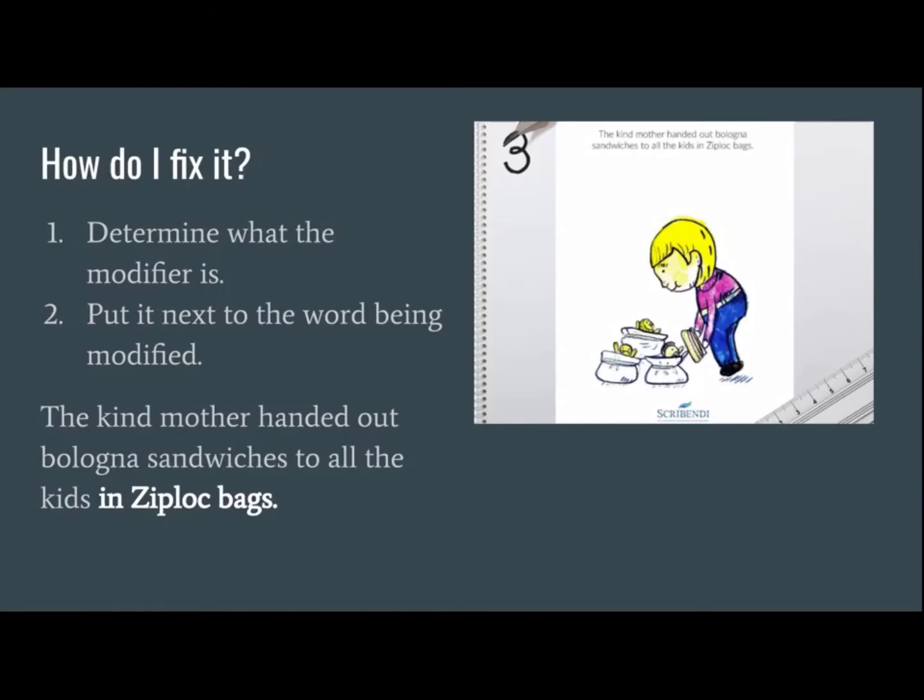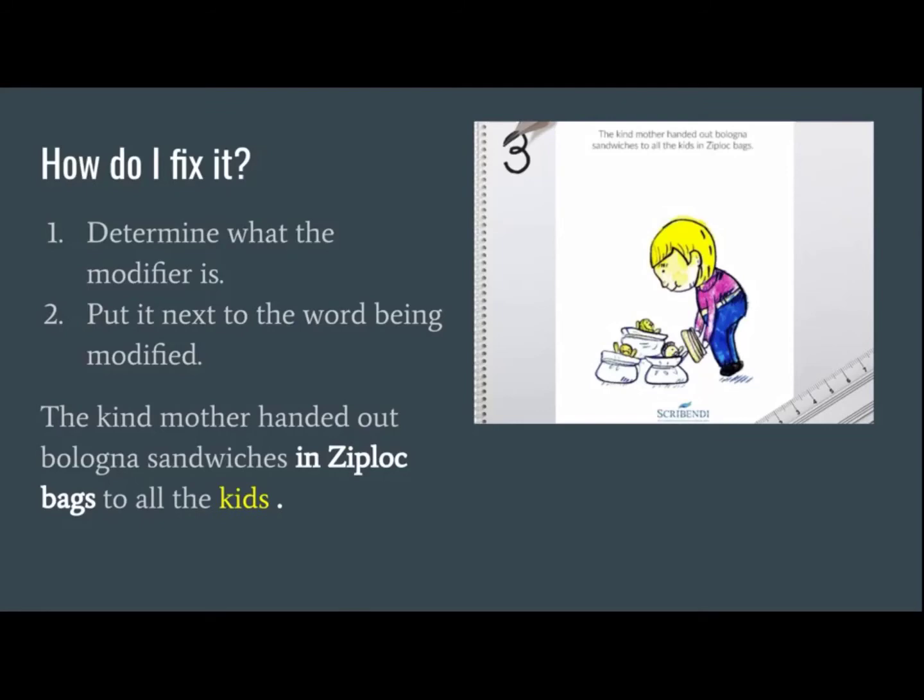So how do you fix these? First, determine what the modifier is. In the sentence, the kind mother handed out bologna sandwiches to all the kids in Ziploc bags, the modifier is in Ziploc bags. The question is, what is in Ziploc bags? Are the kids in Ziploc bags or the bologna sandwiches? The way the sentence is currently written, it looks like the children are in Ziploc bags.